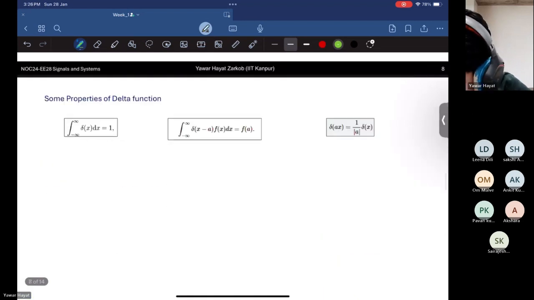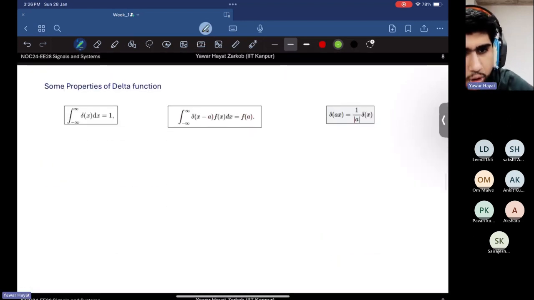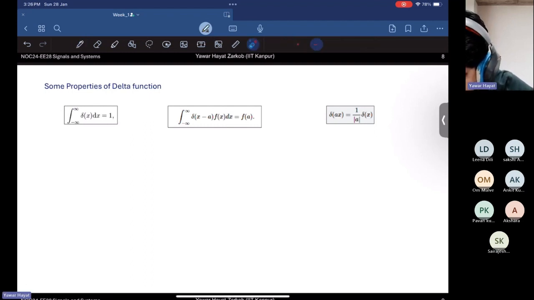Let's go through some properties of the delta function. The first one is that the integral from minus infinity to infinity of delta of x dx is 1, which comes from the definition, right? We defined the delta function like this a few moments before.